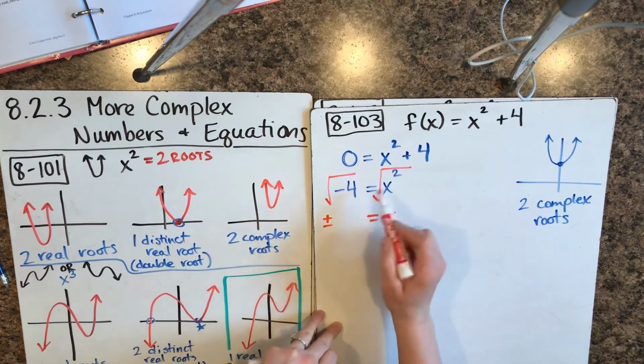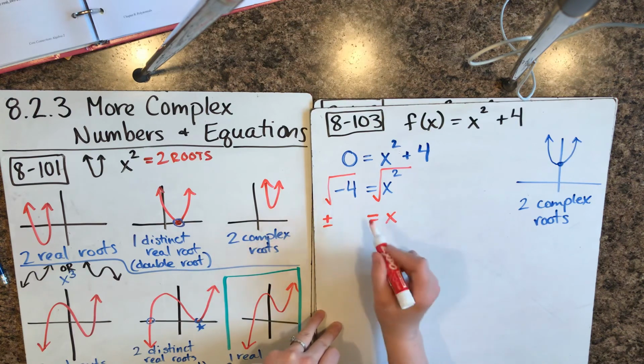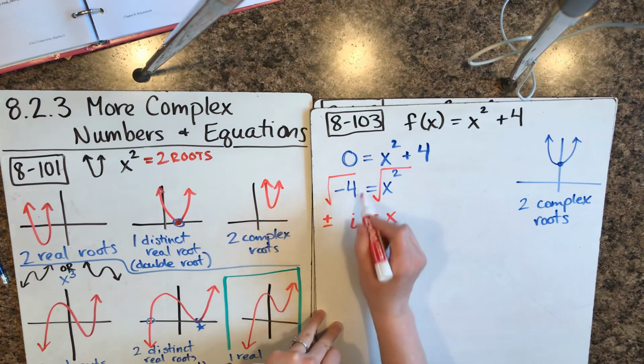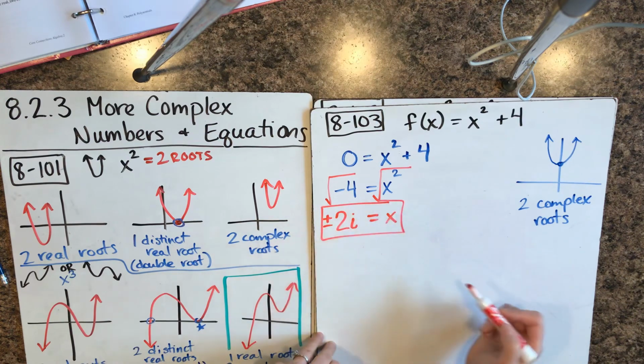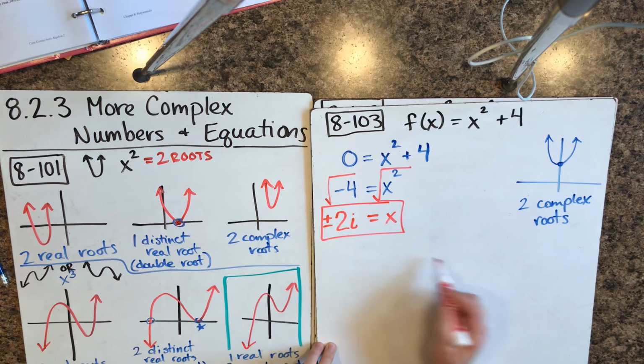What's the square root of negative 4? Well, because there's a negative, it's going to be i. The square root of 4 is 2. So my solutions are plus or minus 2i. And obviously because of the i, they are complex roots.